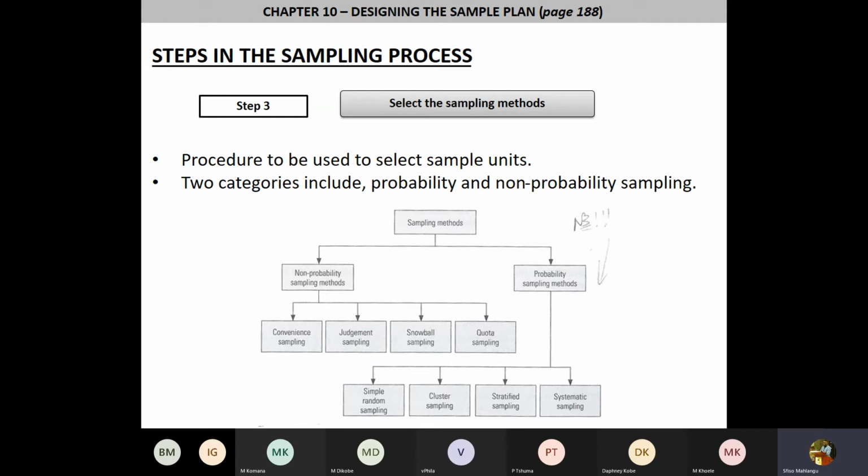Convenience, judgment. Remember, we won't have a list, so I will quickly explain this and which method you should choose based on their definitions. Okay. The first one is convenience. Convenience, like it says on page 222.